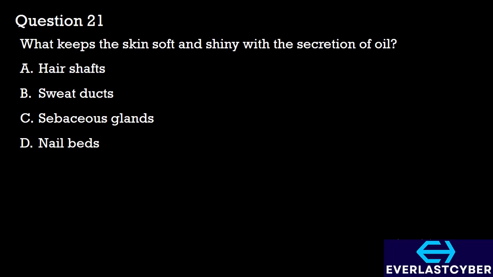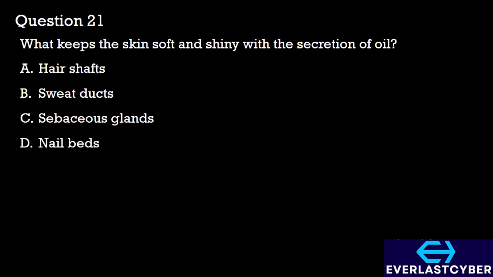Question 21. What keeps the skin soft and shiny with the secretion of oil? A. Hair shafts. B. Sweat ducts. C. Sebaceous glands. D. Nail beds. The hair shafts are part of the hair that extends above the skin's surface, but they are not involved in secreting oil for the skin. Sweat ducts are part of the sweat glands, which produce sweat to help regulate body temperature.